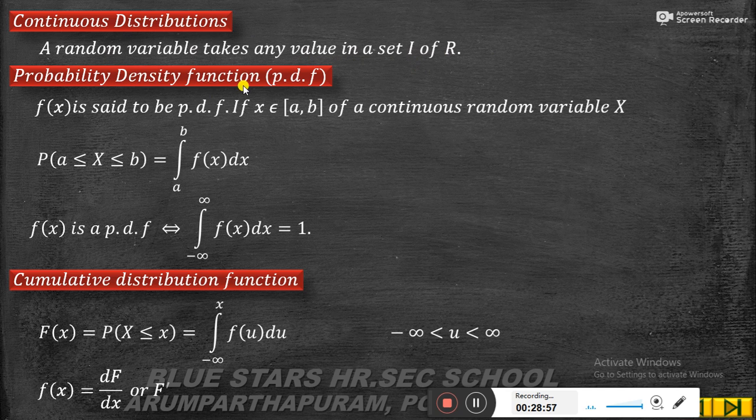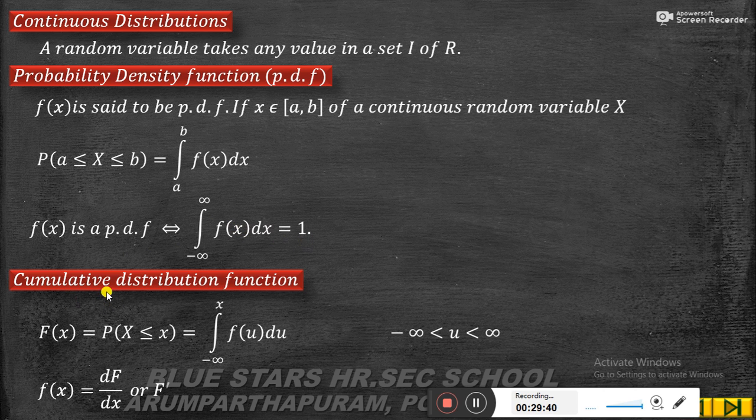Probability density function, we shortly write it PDF. f of x is said to be a probability density function if x belongs to [a, b] of a continuous random variable x, that means probability of a less than or equal to x less than or equal to b equals integral a to b f of x dx. Equivalently, f of x is a probability density function if integral minus infinity to plus infinity f of x dx equals 1.